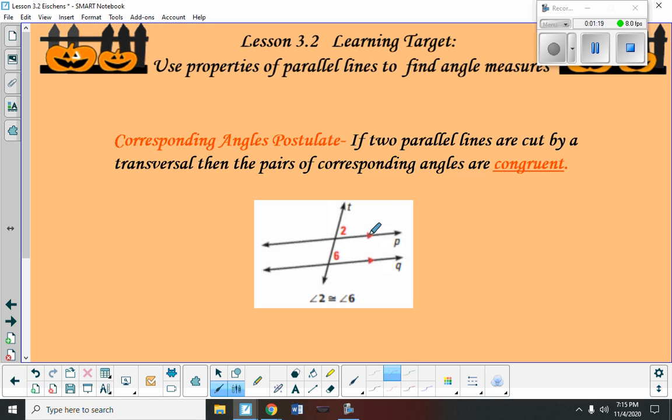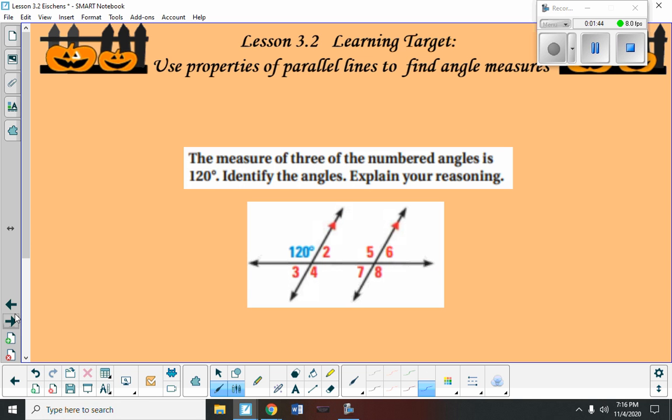So we have parallel lines. When they're cut by a transversal, angle 2 and angle 6, those are the two that we have, would be congruent. Also, this angle would be congruent to this one. This angle would be congruent to this one. And this angle would be congruent to this one. So all the corresponding angle pairs are congruent.